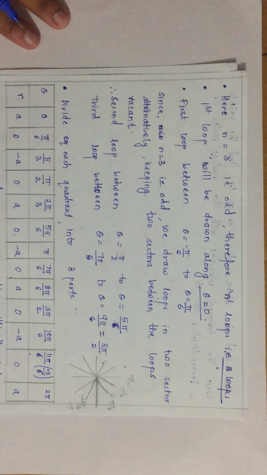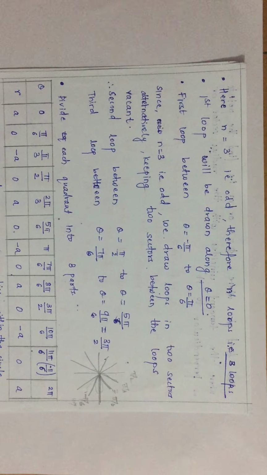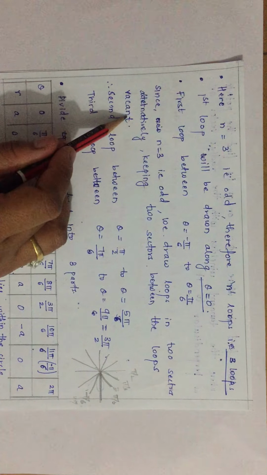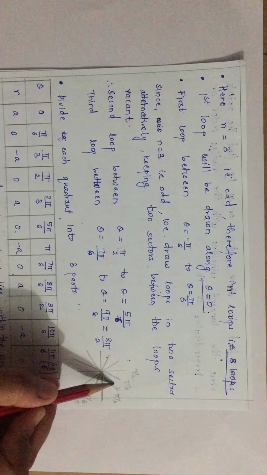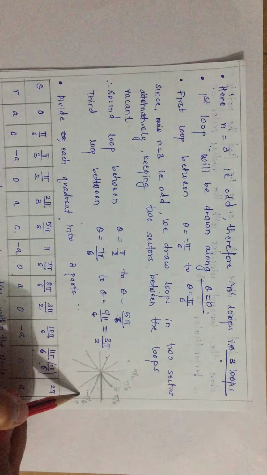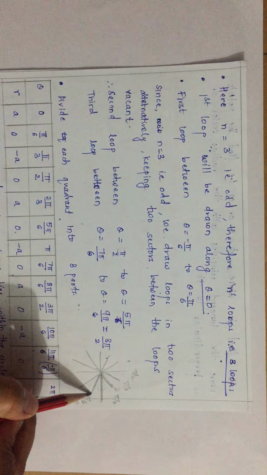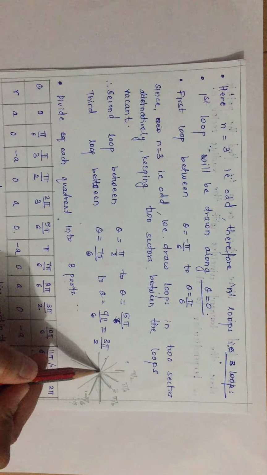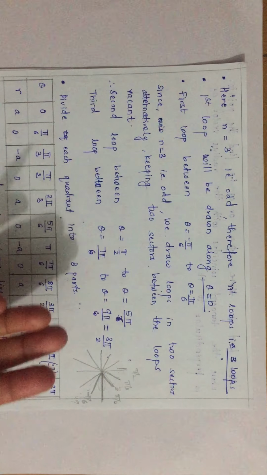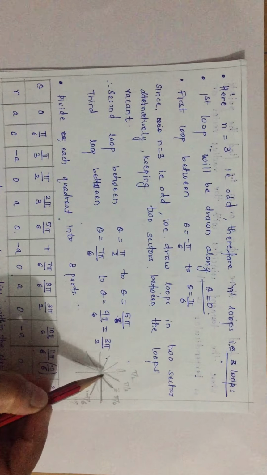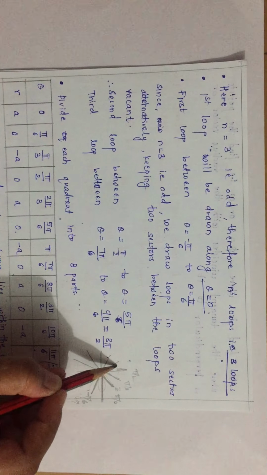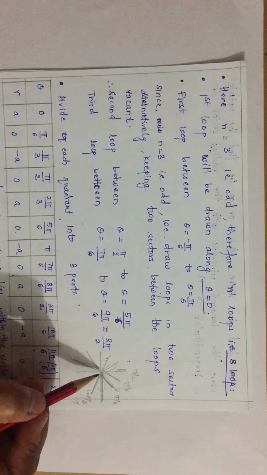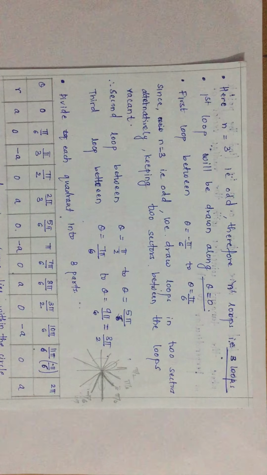And then what do we know further? We know if n is odd, the loops will be drawn in sectors alternately. This is one sector, minus pi by 6 to pi by 6. Then alternately, we skip the next sector and draw in the sector after that. So we leave this sector and draw in this sector, then again leave one sector and draw in this sector. This is how we have to trace the curve.